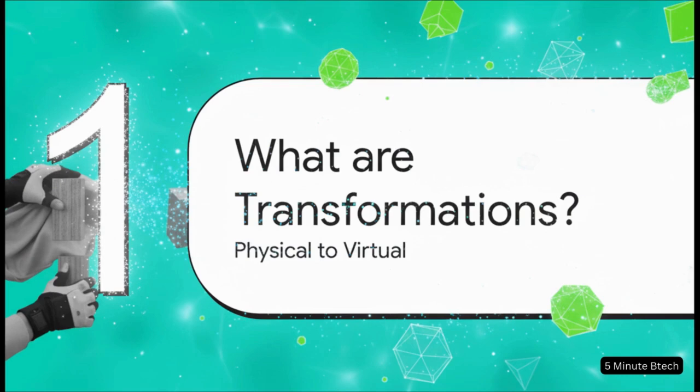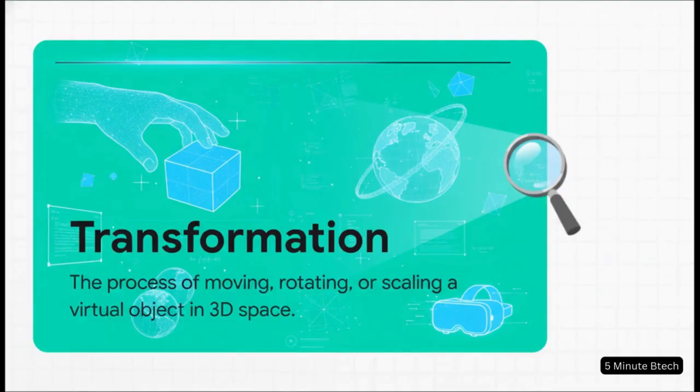What are we even talking about when we say transformations? Well, think of it like this. It's the language that translates what you do in the real world into the virtual world. So, a transformation is just the process of taking any object in VR and either moving it, rotating it, or changing its size. That's it. Every single time you pick something up, look around, or stretch a model in a design app, you're using transformations. The whole VR experience is literally built on this idea.